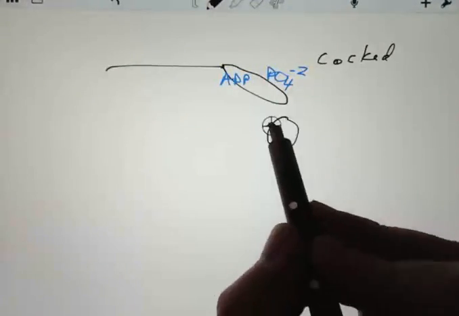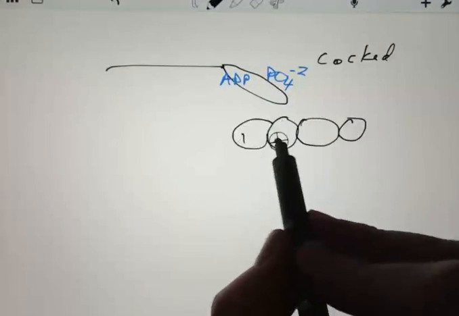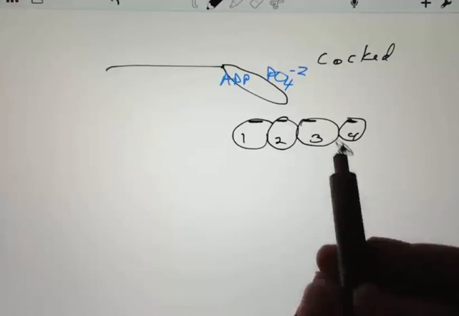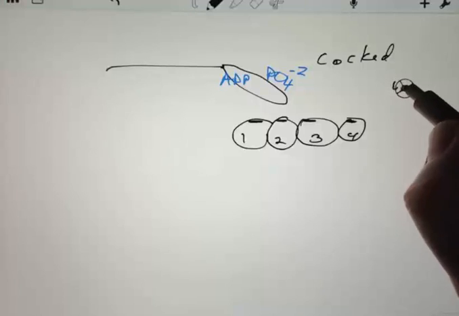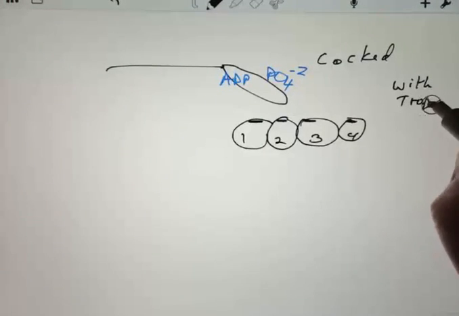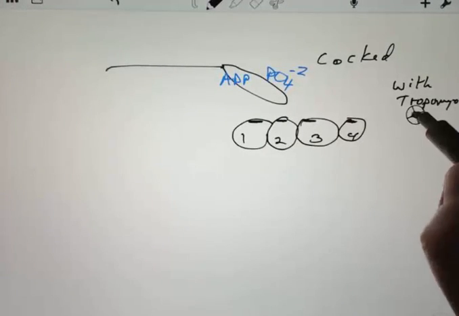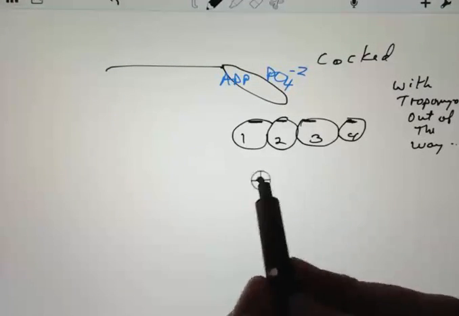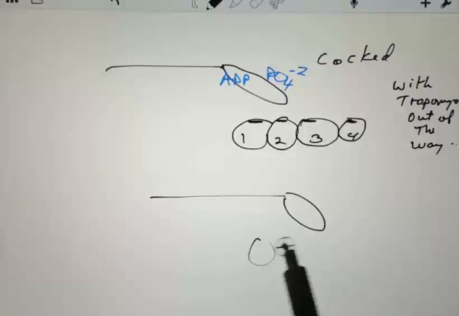We start in the cocked position, in which an ATP has been split into ADP and phosphate. Here are the binding sites in black. I'm showing 4 actin molecules in a row within a series. Of course, there'd be many more, and it's actually a double twisted strand of actins. Tropomyosin is out of the way here. So with tropomyosin out of the way, what happens is that the myosin head is now free to bind.